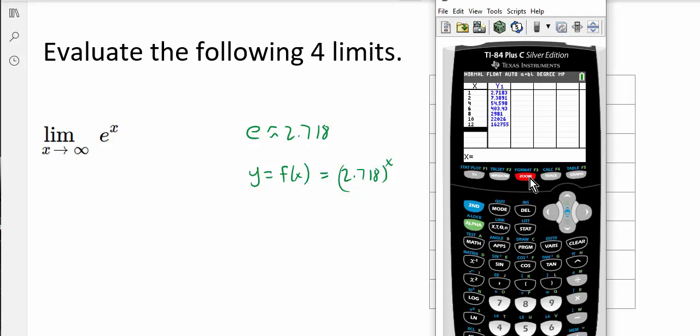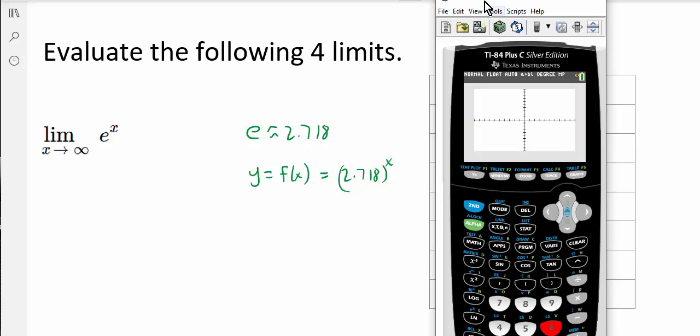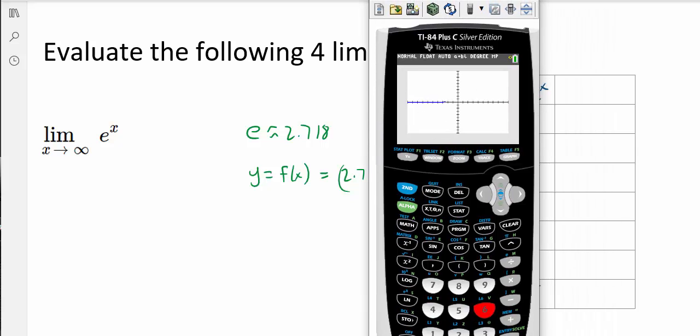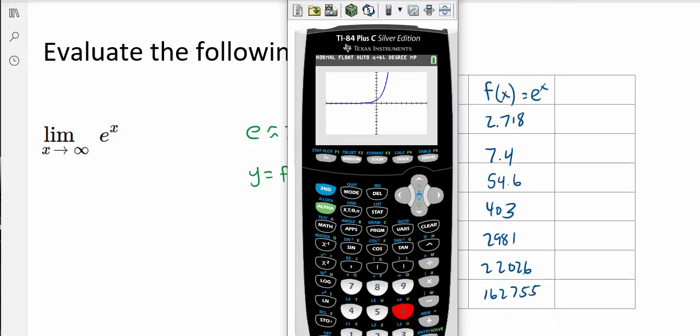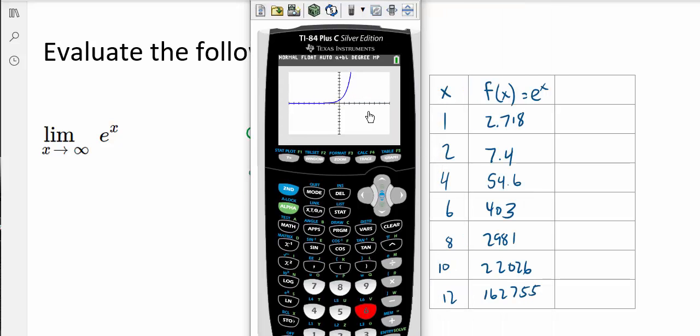You can also press zoom 6 to see a rough sketch and verify as you trace to the right, meaning as x gets larger and larger and larger, you can see the graph going up representing larger and larger output values as well. So both from the table of data and the graph, you can tell as x gets larger and larger without bound, your function values will get larger and larger without bound.